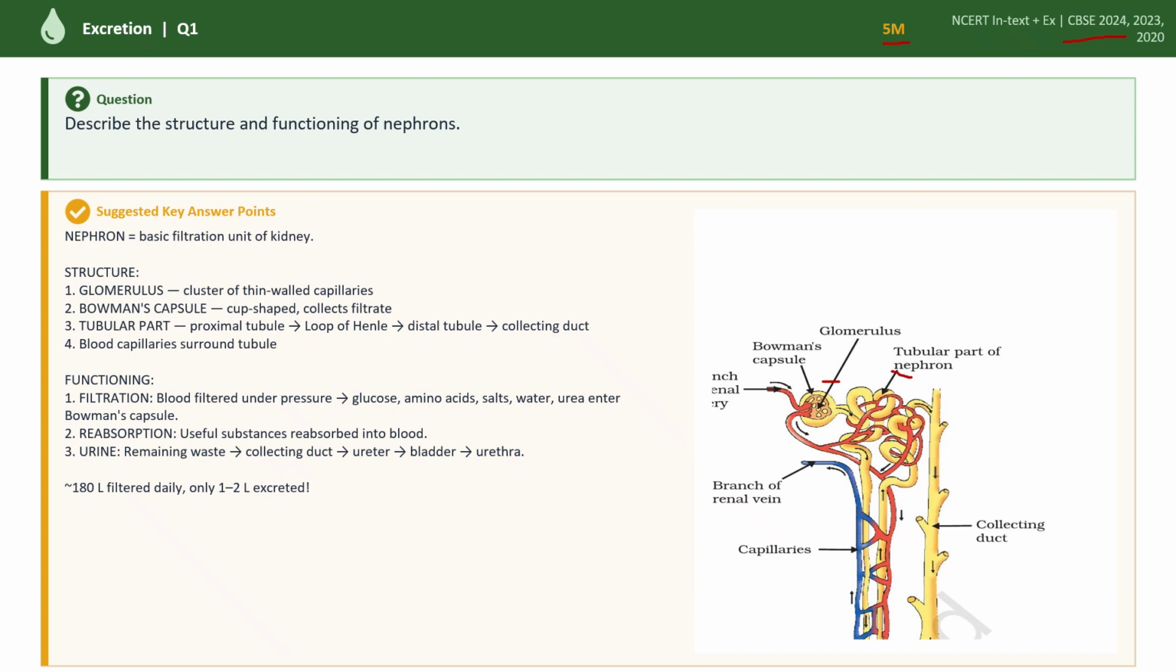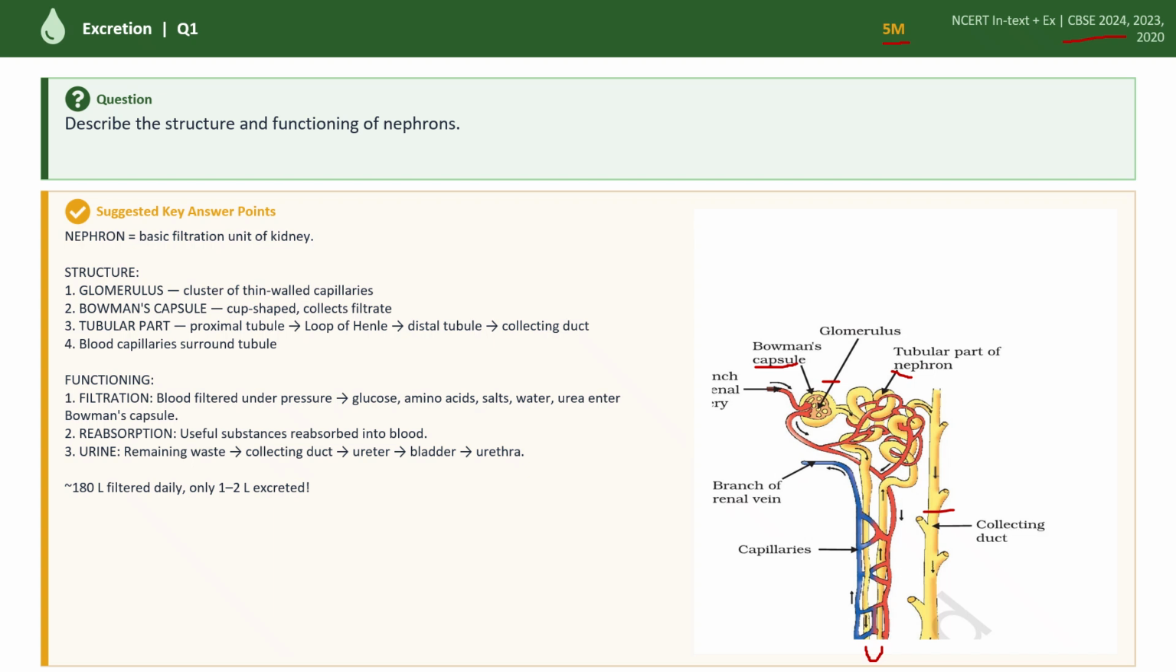Then it is enclosed by a cup-shaped Bowman's capsule. You can see here, the Bowman's capsule. The tubular part includes the proximal tube. This is the proximal tube, the loop of Henle is here, and this is the distal tube. These tubules open into a collecting duct. So, this is the collecting duct. Can you see, children? The loop will be here, right?